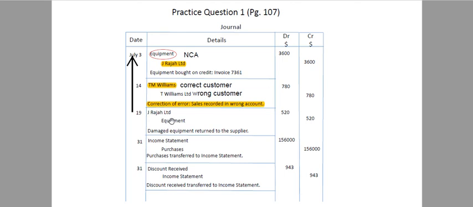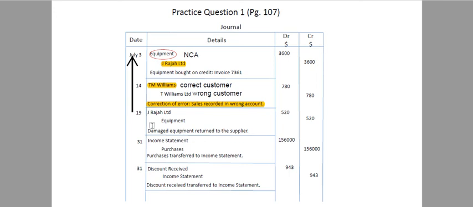The account to be debited is J. Raja now, and the account to be credited becomes equipment, because your equipment is decreasing, and an asset decrease is a credit, and your liability is also decreasing. A decrease in the liability is a debit. So the equipment which was worth 3,600, now some of this equipment has been returned. And if you see, the narrative shows that damaged equipment has been returned to the supplier.